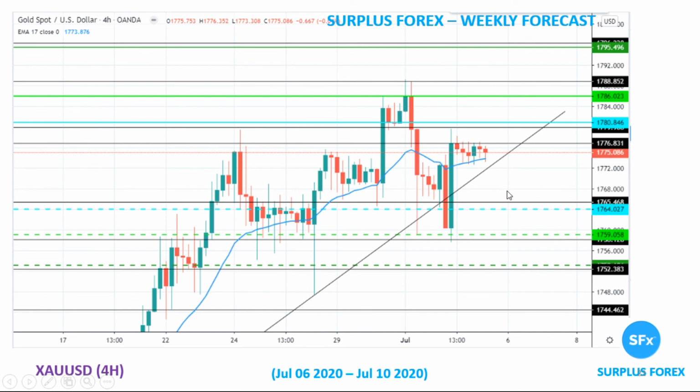On the reverse side, if it falls below 1765.50, then 1764 will be a good entry point. First target 1759, second target 1752. Keep the second target right above the old support of 1752.